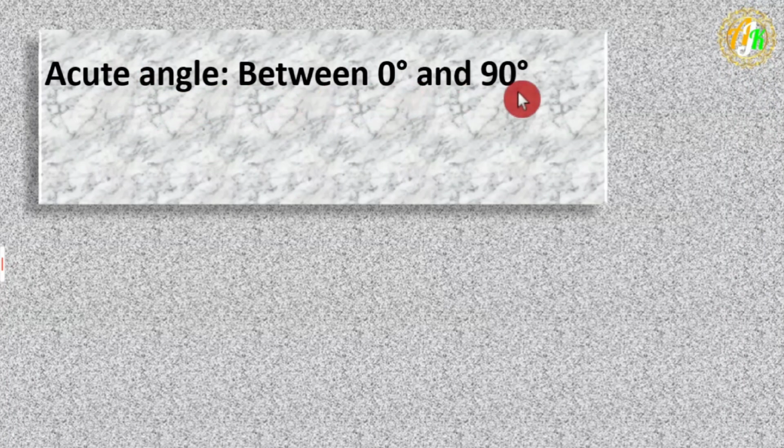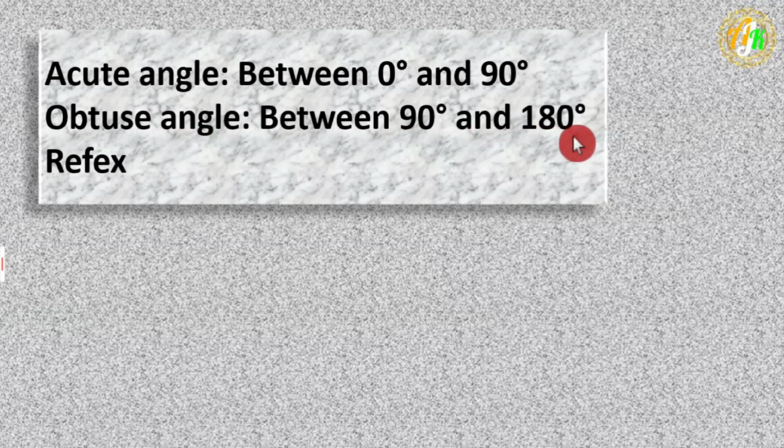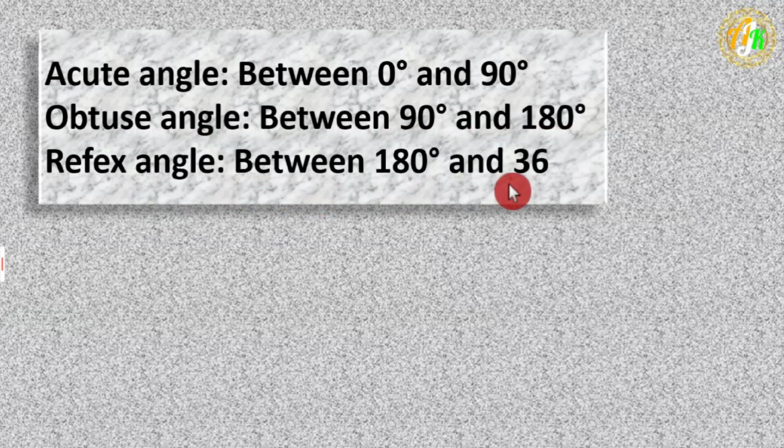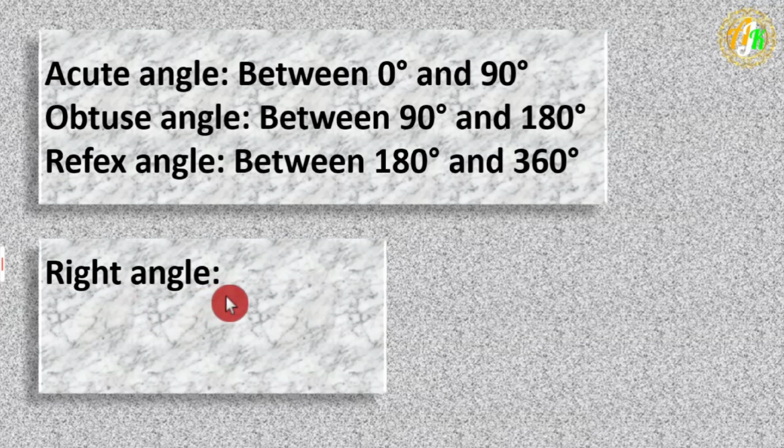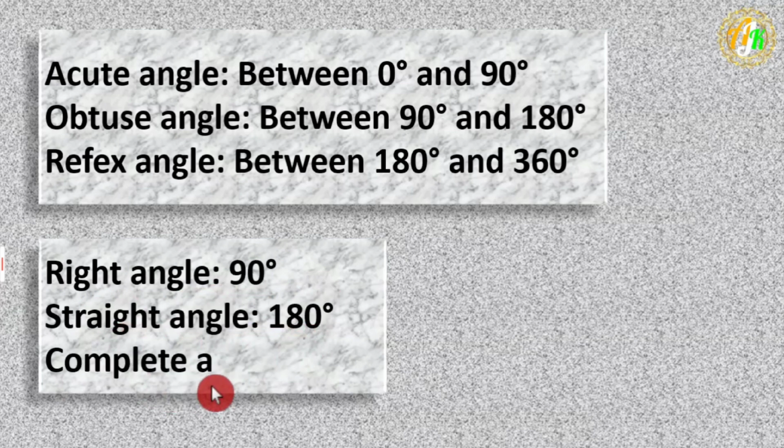Let's recapitulate for better understanding. Acute angle between 0 degree and 90 degree. Obtuse angle between 90 degree and 180 degree, whilst reflex angle between 180 degree and 360 degree. Acute 0 and 90, obtuse 90 and 180, and reflex between 180 degree and 360 degree. Right angle 90 degree angle, straight angle 180 degree, while complete angle 360 degree.